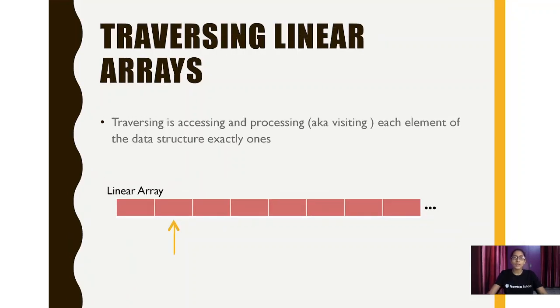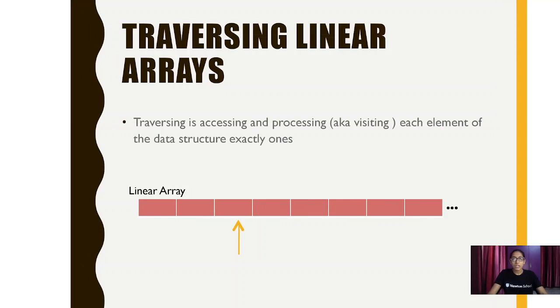Suppose the traversal is at the second position, then it will shift to the next position while going through the linear array, because each of your data items is represented by a position. So it will print every element, count the total number of elements, or perform some process on these elements. Suppose the second position does not satisfy the condition.